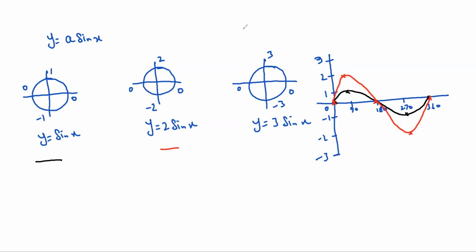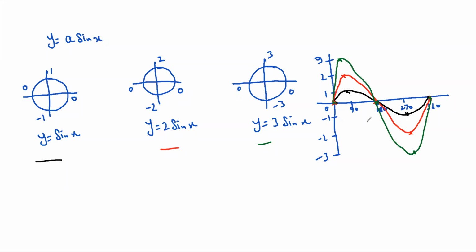Now let's use the green color for y is equal to 3 sine x. So x's, maximum, x's, and minimum, and then this is going to be x's. Okay, so this is going to be like this and then like this.